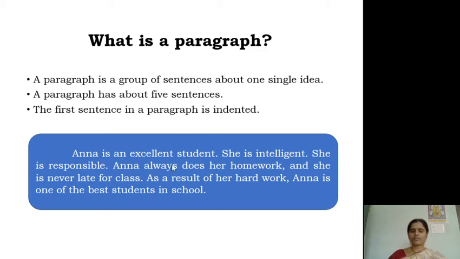Anna is an excellent student. She is intelligent. She is responsible. Anna always does her homework and she is never late for class. As a result of her hard work, Anna is one of the best students in the school.